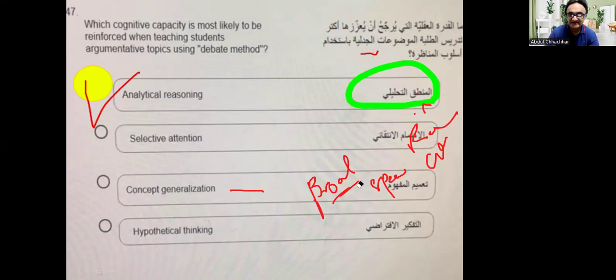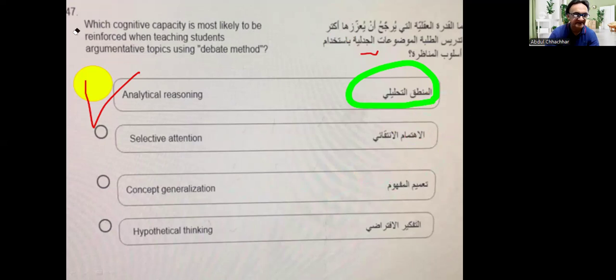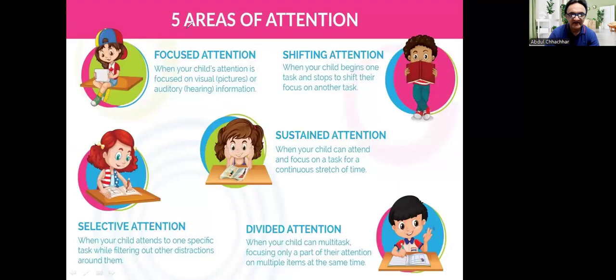What is selective attention? Make sure you know all types of attention before the exam. Let's talk about this. Now we have 5 areas of attention. This is selective attention. Let's talk about selective attention first.